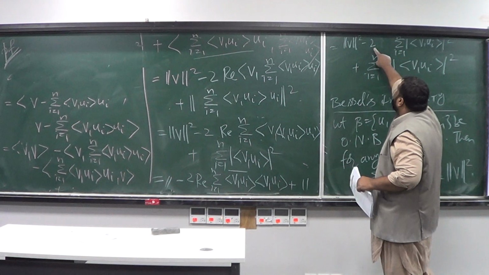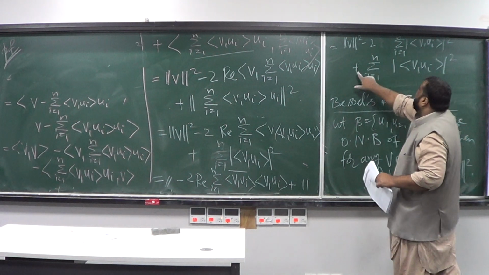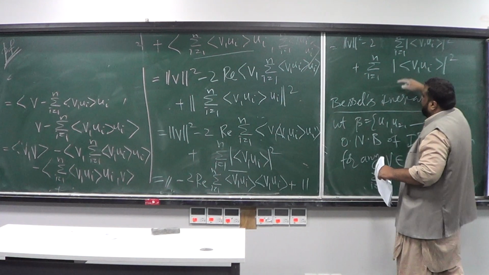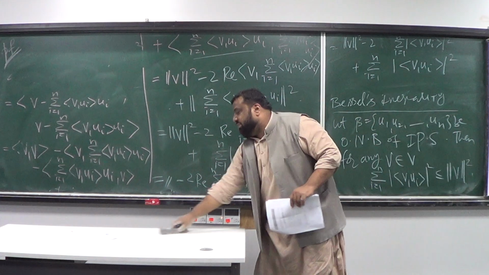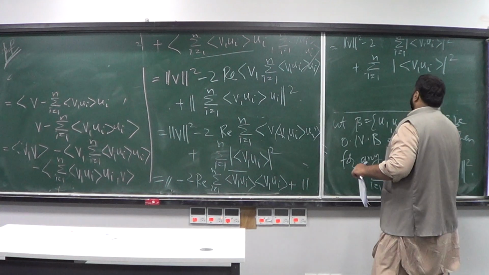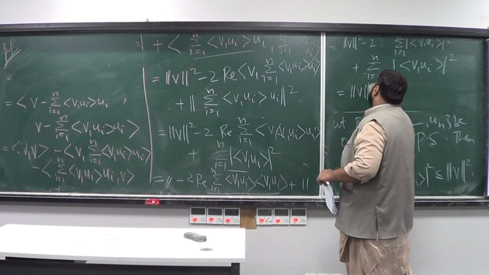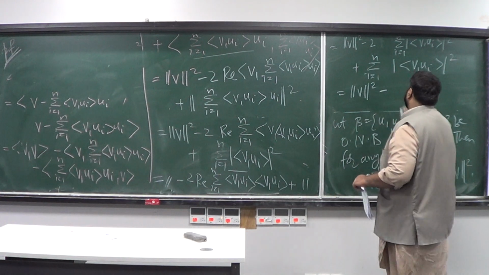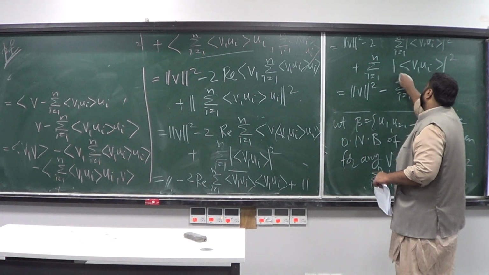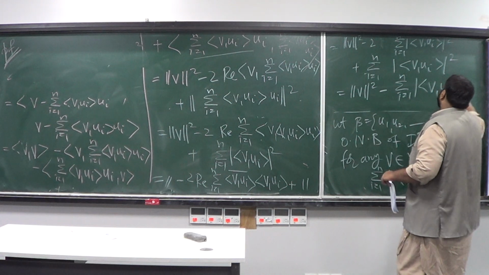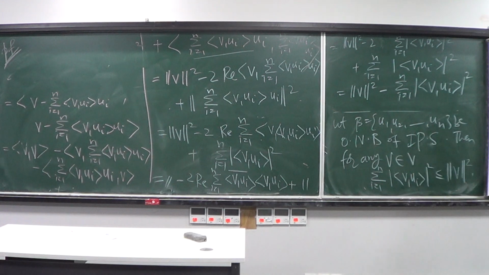So it's 2 times this term plus 1 times this term. So these are the same terms actually. So what is going to remain finally is going to be the norm of v square minus the sum from i equal to 1 to n of the magnitude of <v, ui> square.